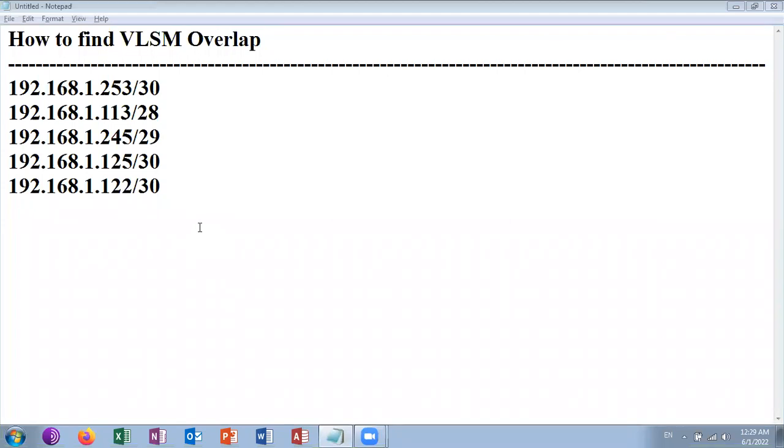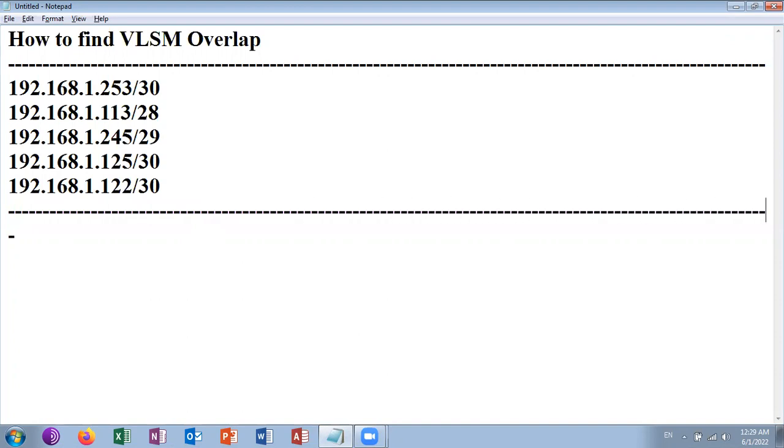I'm going to show you how we can find the VLSM overlap subnet. So here we have a problem in these subnets. We need to define which subnets are overlapping. So the first step would be to compute the network ID and the broadcast ID.